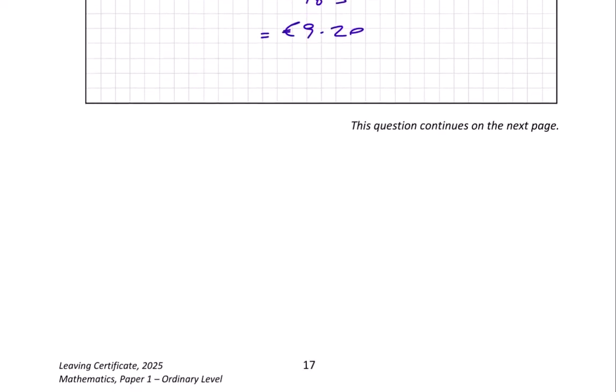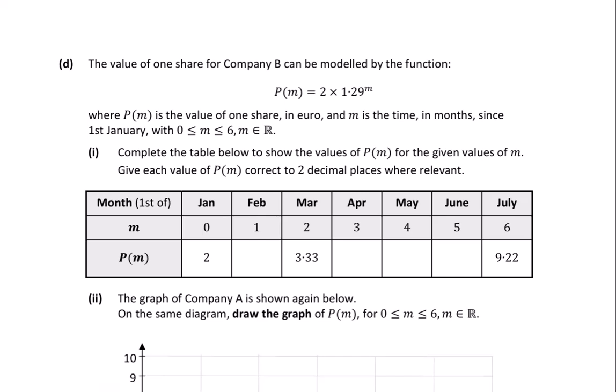Okay, next one. The value of one share for company B can be modeled by the function P of M, which is 2 by 1.29 to the power of M, where P of M is the value of one share in euro and M is the time in months since the 1st of January. M is between 0 and 6. Complete the table below to show the values of P of M for the given values of M. Give each value of P of M correct to 2 decimal places where relevant. Okay, so all you've got to do really is just stick 0 in here instead of M. That'll give you a P of M of 2.